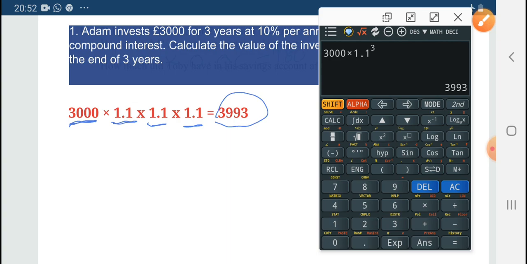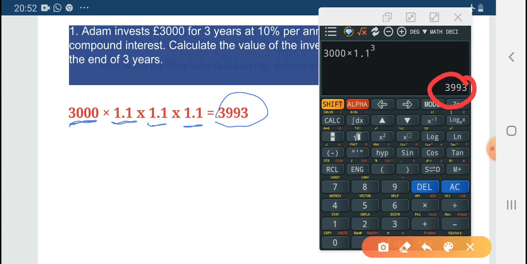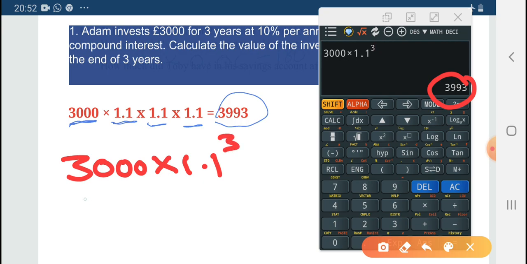And as you can see the answer is 3,993. So really what you could do is you could do 3,000 times 1.1, which is your interest rate of 10%. So a 10% increase is times by 1.1, and then because it was for 3 years it is to the power of 3, and that gives you your answer of £3,993. Should put the units in.